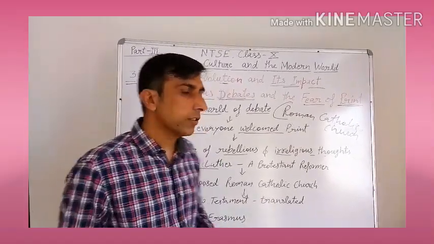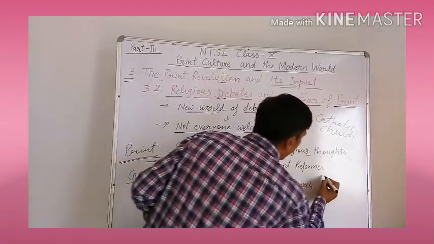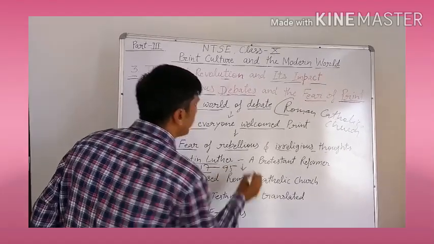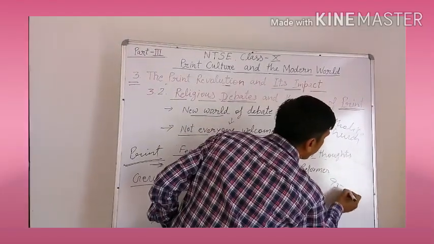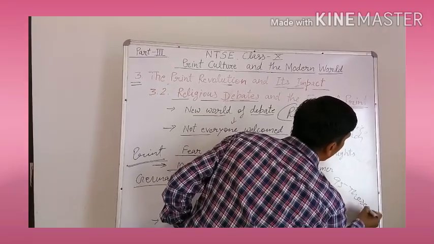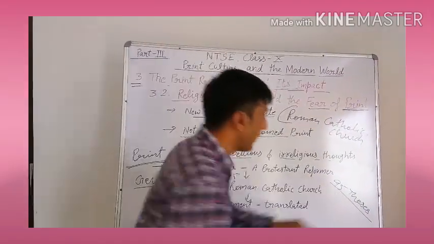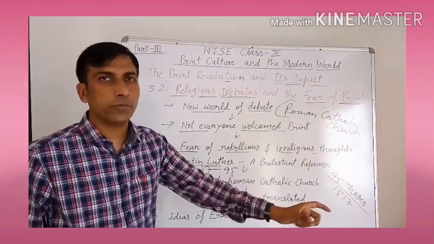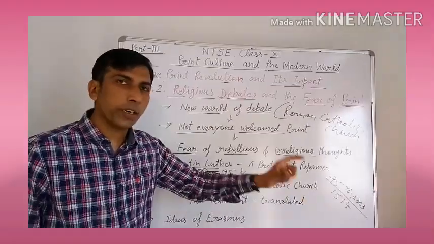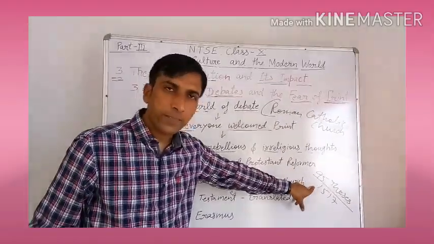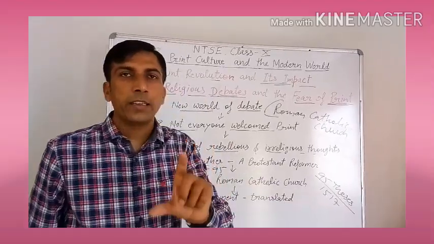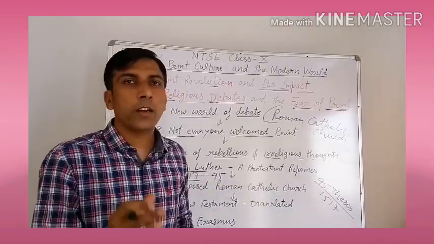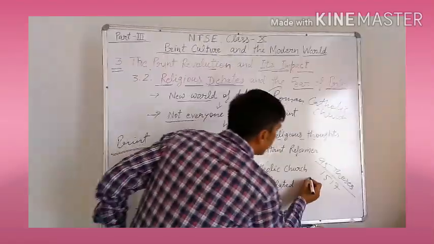To oppose the ideas, what did he do? In 1517, he wrote 95 theses. How many theses? 95 theses. He wrote 95 theses in 1517 to oppose the Roman Catholic Church. Clear? So to oppose the ideas of the Roman Catholic Church, he wrote 95 theses in 1517, and he pasted one copy of these theses on the church door in Wittenberg.